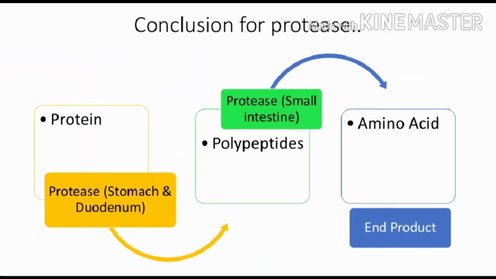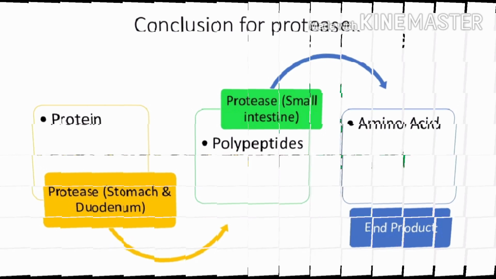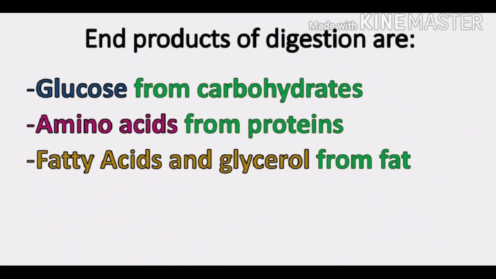Now the third enzyme, that is protease. It breaks down protein molecules into polypeptides and amino acids as end product. And dear students, these are the end products of human digestive system: glucose from carbohydrates, amino acids from proteins, fatty acids and glycerol from fat.